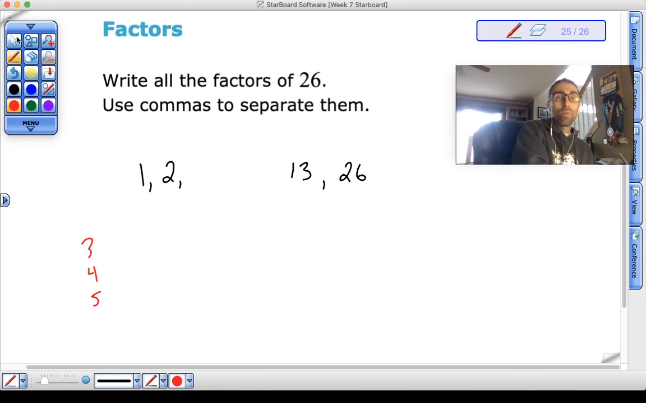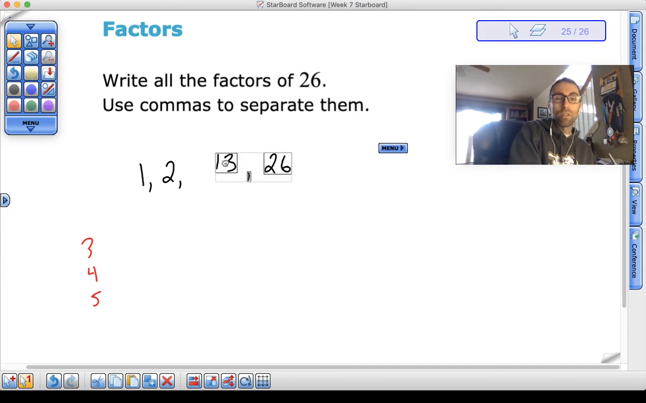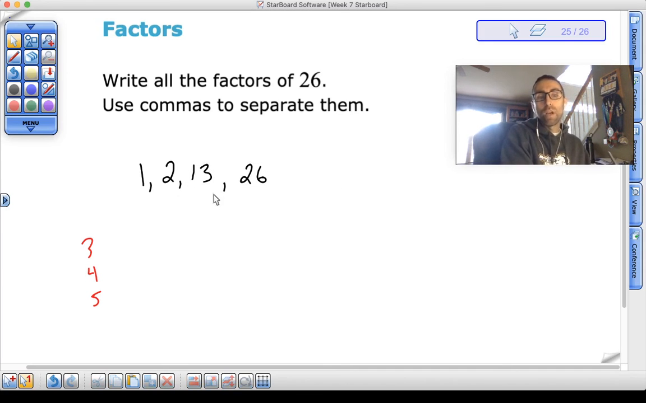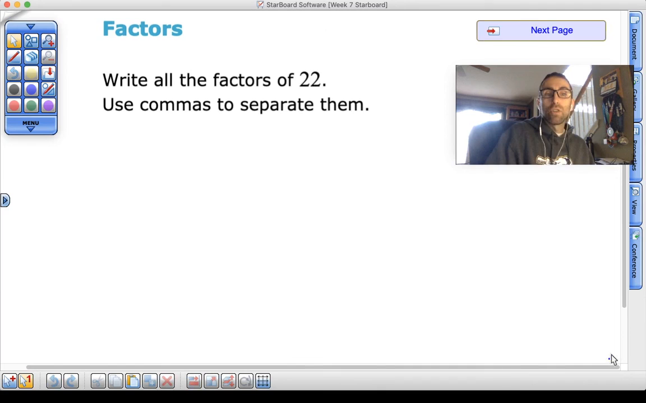So when I go to put this into Schoology, I'm going to make this look a little bit nicer and bring this right next to each other, just like that. 1, 2, 13, 26. That's exactly what my answer is going to look like. So now I'd like you to try one on your own. So why don't you try 22 now?